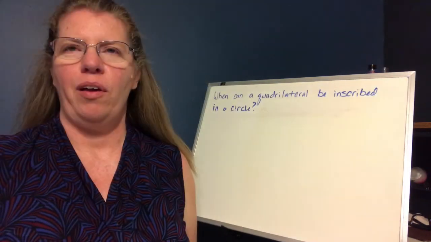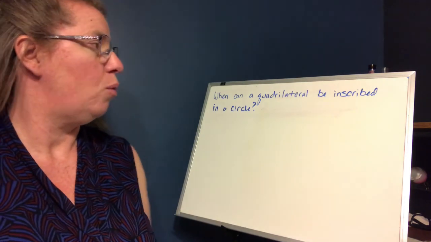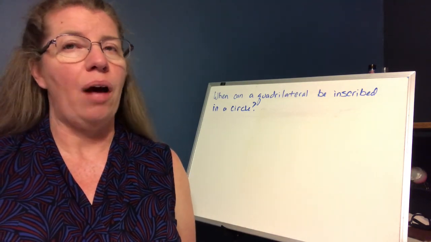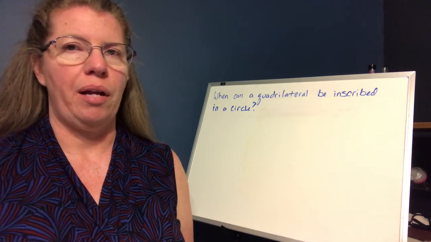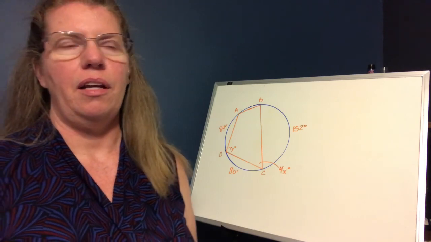Hang in there. Okay, we paused for our second question of the day, which is, when can a quadrilateral be inscribed in a circle? So you're telling me how I can tell a quadrilateral can be inscribed in a circle. Let's take a look at our last example.